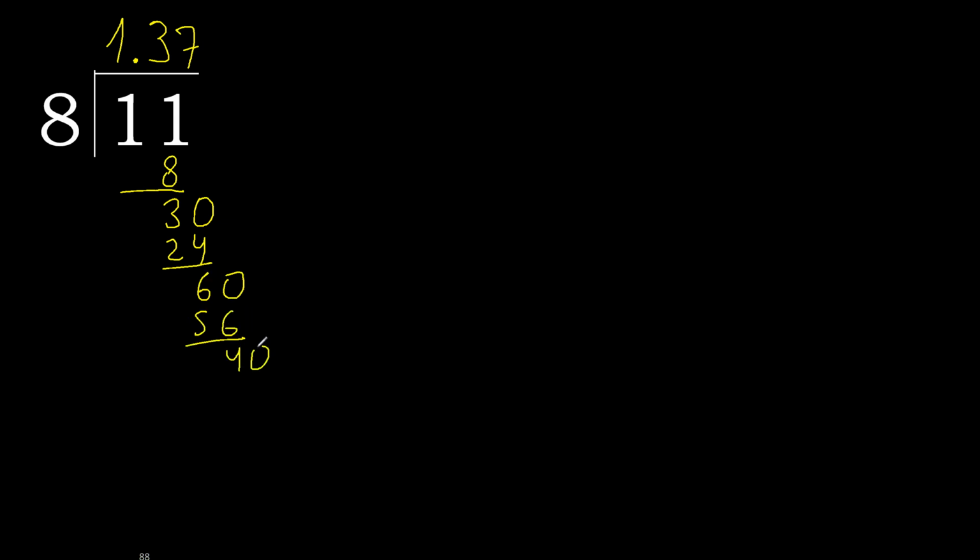Subtract, complete. 40. 8 multiplied by 5, 40. Subtract 0. 0, therefore finish it. 11 divided by 8 is here. Okay.